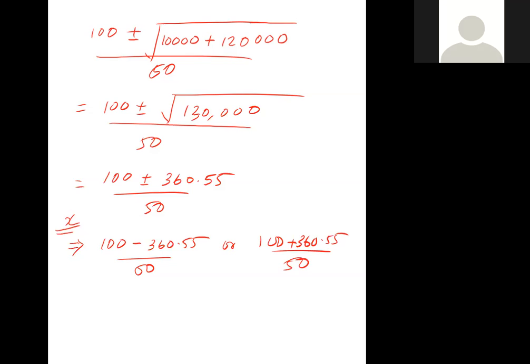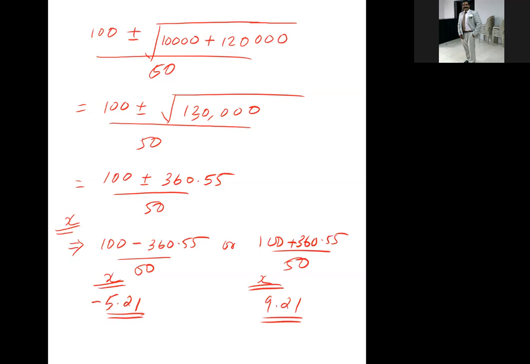So 100 minus 360.55 divided by 50, we are getting minus 5.21. Then 100 plus 360.55 divided by 50, we are getting 9.21. So we are getting two values of x. This is not happening altogether. Either it is at minus 5.21 or 9.21.